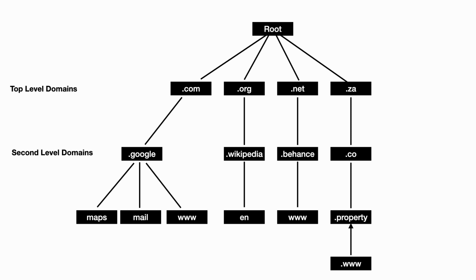There are a number of top-level domains. When the internet was created, .com, .gov, .net, .org were all top-level domains which were created right at the start of the internet. Nowadays, each country typically has a top-level domain. I'm in South Africa, so our top-level domain is .za.